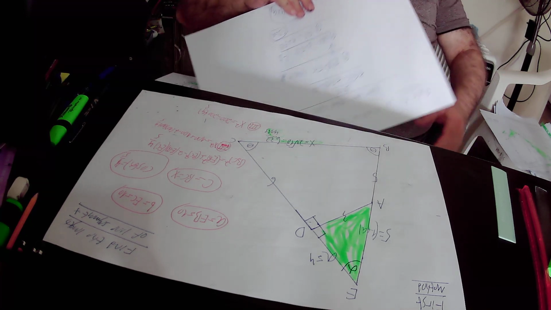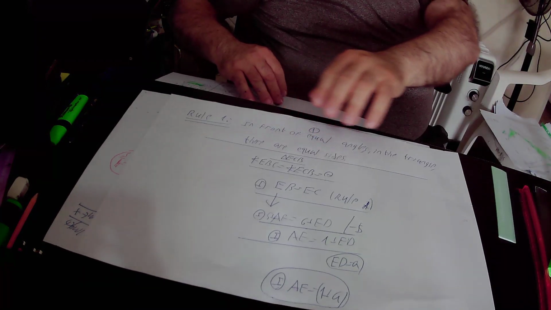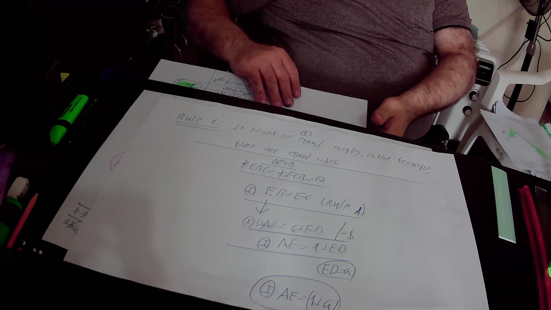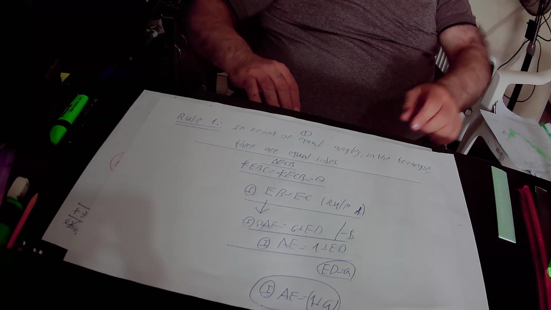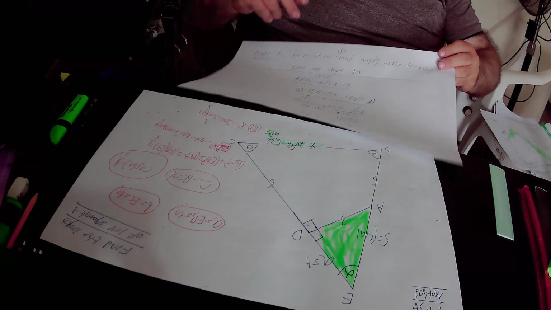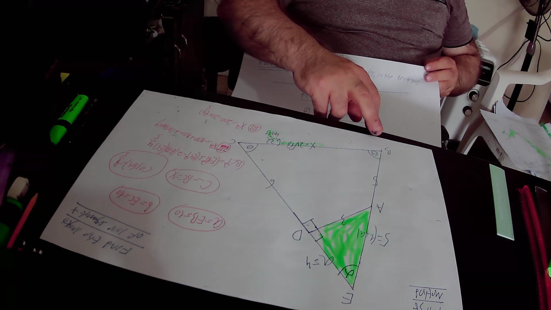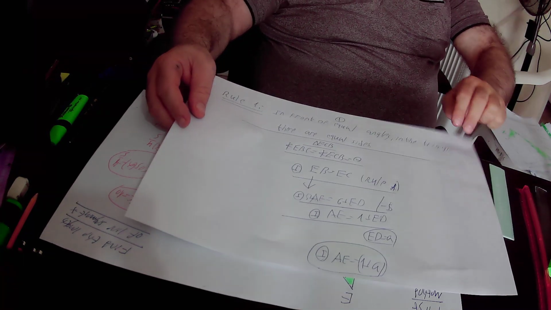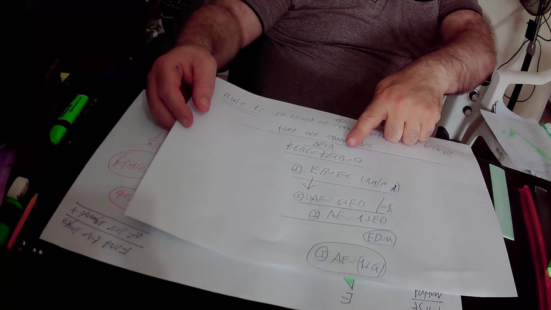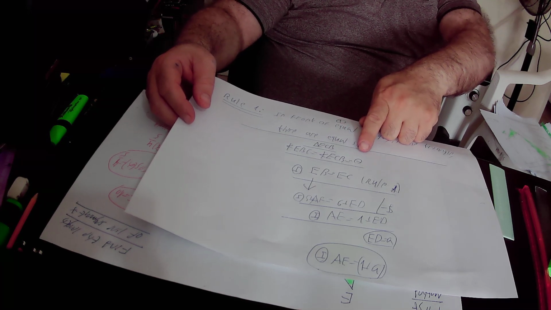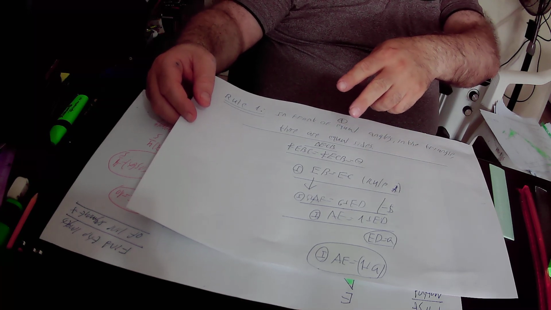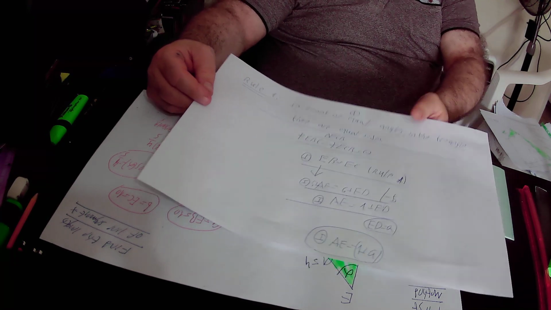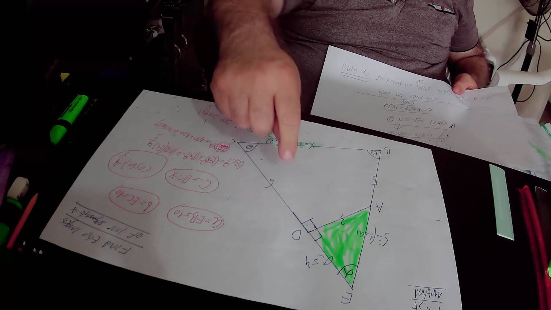Then I presented to you rule number 1. According to rule number 1, in front of equal angles in the triangle there are equal sides. So we relate to triangle EBC. In triangle EBC, angle EBC equals angle ECB equals theta. Therefore, according to rule number 1, in front of those two equal angles there are equal sides. That is to say, EB equals EC.